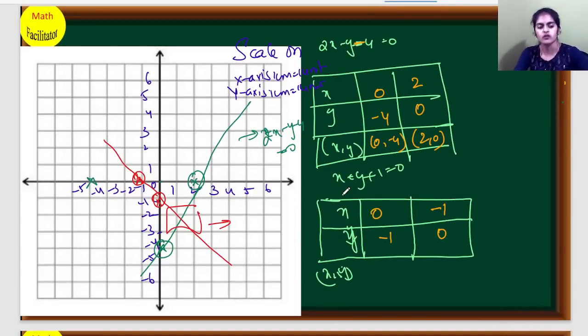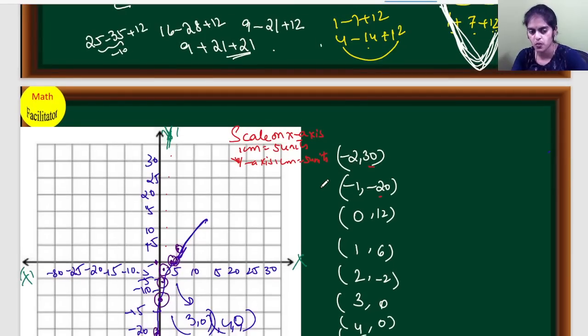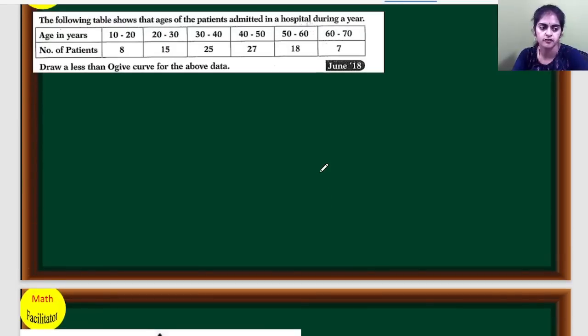Did you understand now the graphs? Polynomials graph, pair of linear equations graph. Now let's do the ogive curve. Here is a table showing the patients admitted in a hospital during a year. Age in years is given: 10 to 20, 20 to 30, 30 to 40, 40 to 50, 50 to 60, 60 to 70. Class intervals and frequency are given.